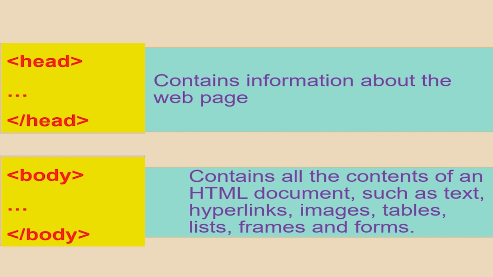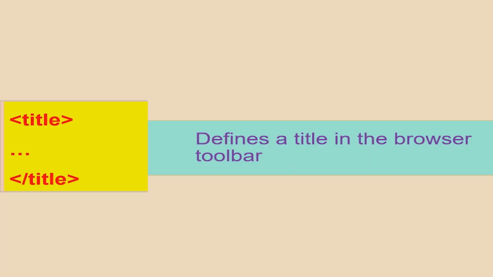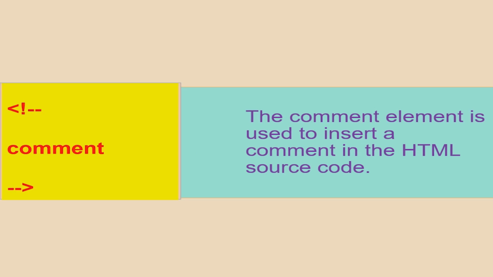The head element contains information about the web page. The body element contains the contents of the web page. It also contains all the contents of an HTML document such as text, hyperlinks, images, tables, lists, frames, and forms. The title element defines a title in the browser toolbar. The title element is placed inside the head element. The comment element is used to insert a comment in the HTML source code.